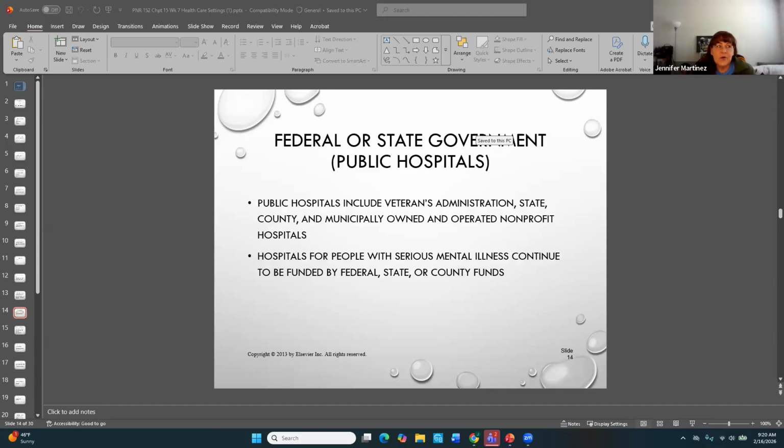Your federal or state government hospitals, or your public hospitals. These also include things like the Veterans Administration, the state, county, or other more municipally owned and operated nonprofit hospitals. We also have the hospitals for people that have serious mental illness that are also operated by federal, state, or county funds.